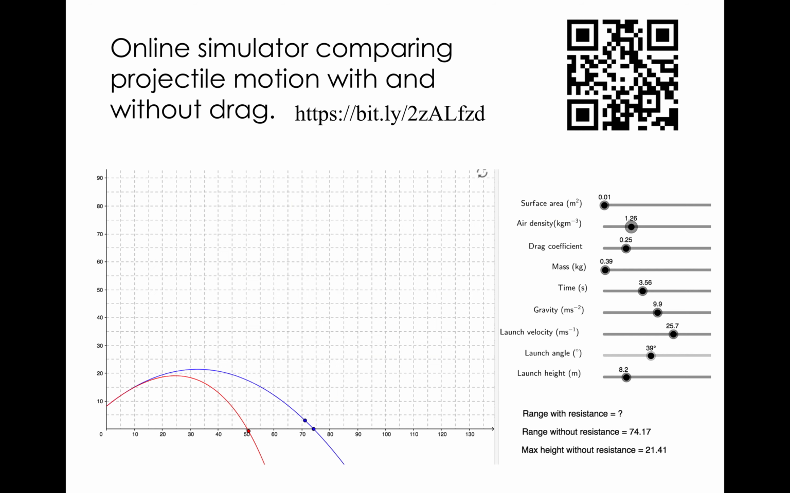So I'd like you now to put me on pause and go to this website. This website is an online simulator comparing projectile motion with and without drag. This is the URL that I made on Bitly, and this is a QR code that will take you to the same place. You should see a screen like this. What I want you to do is play with these sliders. The blue line is the trajectory without drag, and the red line is the trajectory with drag. Put me on pause and have fun with this simulator for a sec.